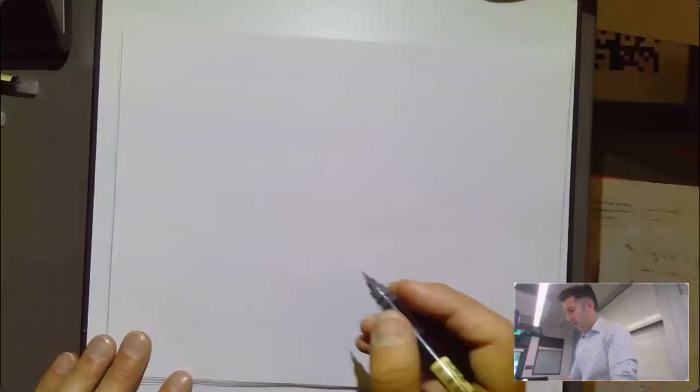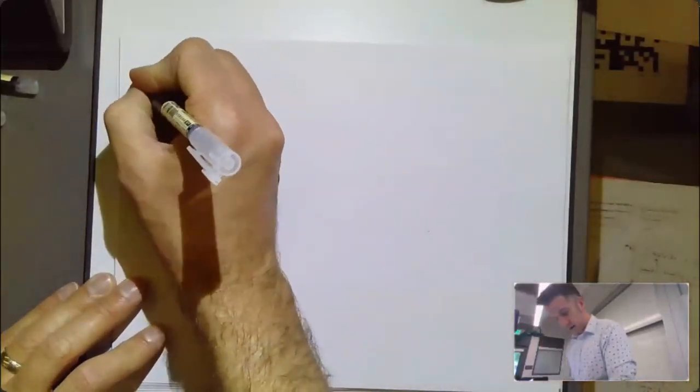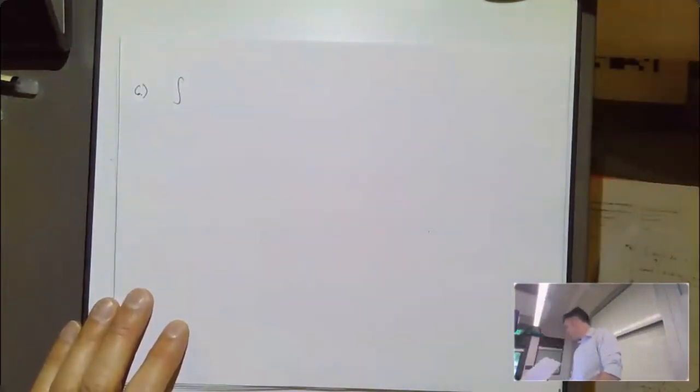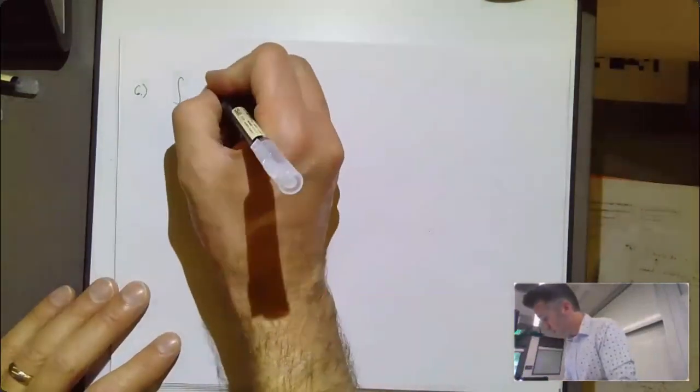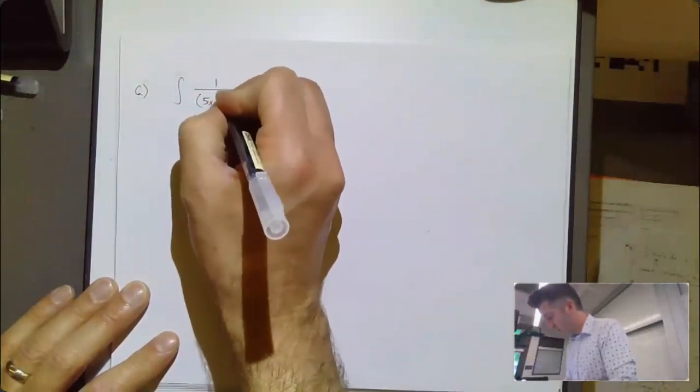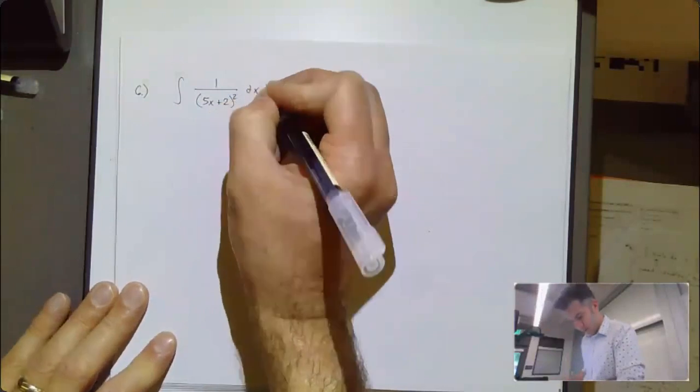For example, what if we wanted to find the antiderivative of, I'm trying to number things here. A few students gave me some feedback that it would be nice if things were numbered so we can keep track of them, so I'm going to try and do that. What if I want to take the antiderivative of 1 over 5x plus 2 quantity squared dx?